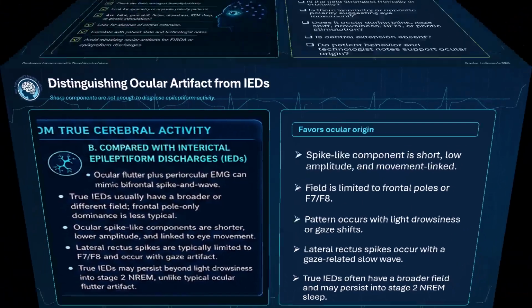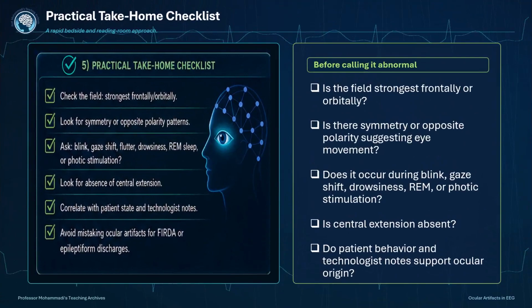Next slide, please. This checklist is a practical safety screen before labeling a pattern abnormal. Ask whether the field is strongest frontally or orbitally. Look for symmetry or opposite polarity suggesting eye movement. Consider whether the event occurs during blinking, gaze shift, drowsiness, REM sleep, or photic stimulation. Then check for absence of central extension and confirm whether patient behavior or technologist notes support an ocular origin.